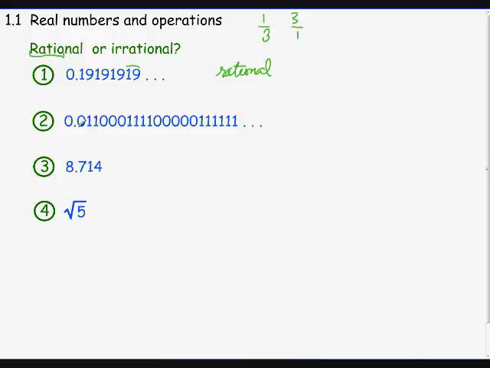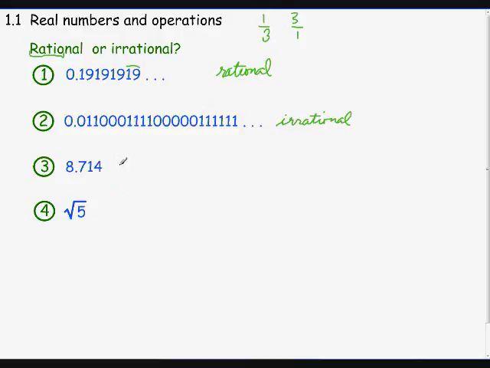Now, how about this one? It's got some sort of a pattern going on, but is it a repeating pattern? 011, 01, no. No, it is not a repeating pattern, so this one is irrational. This will not ever be expressed as some integer divided by another integer.